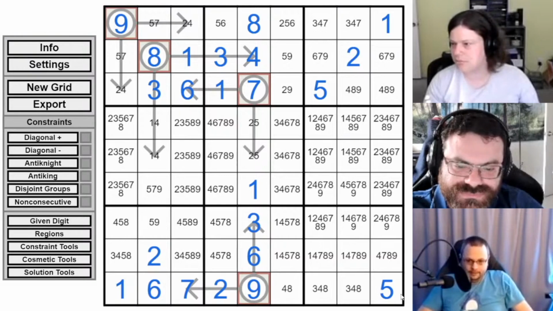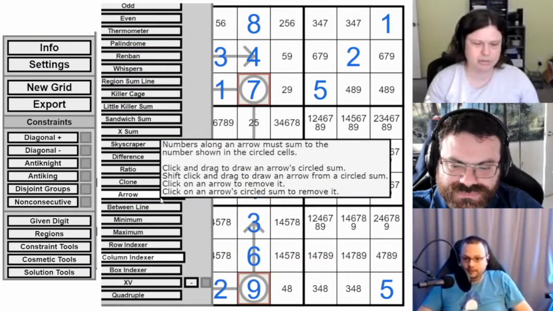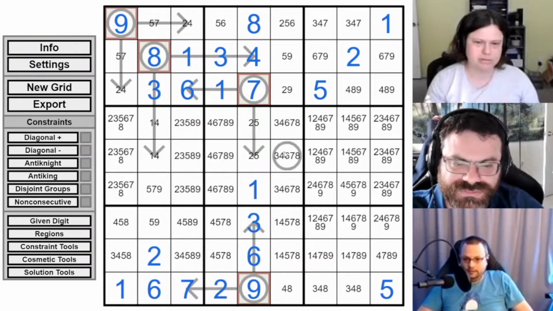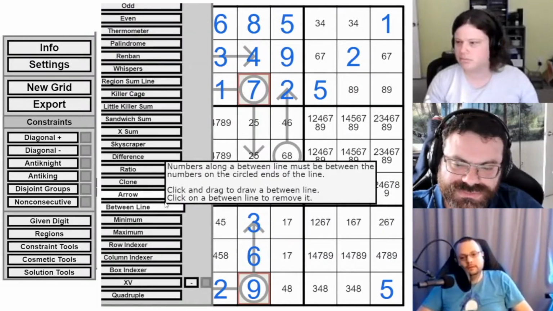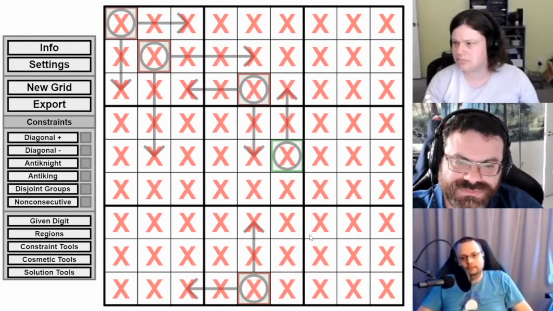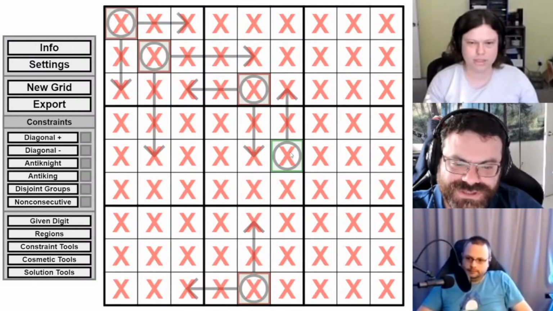Still proposing an arrow from row 5, column 6 going up. Like that? Just to force the 2? That breaks the puzzle. Unfortunate. That's not so great.